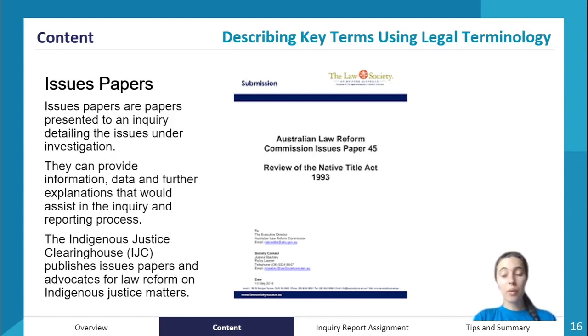So you can see an example here on the screen with the Native Title Act, and you've got an issues paper on that. So the Indigenous Justice Clearinghouse, or the IJC, publishes issues papers and advocates for law reform on Indigenous justice matters. Now, this is an example of advocacy. They've got the kind of interest that they are wanting to support and advocate for, and they have that means of doing that. Their means is to create these issues papers.